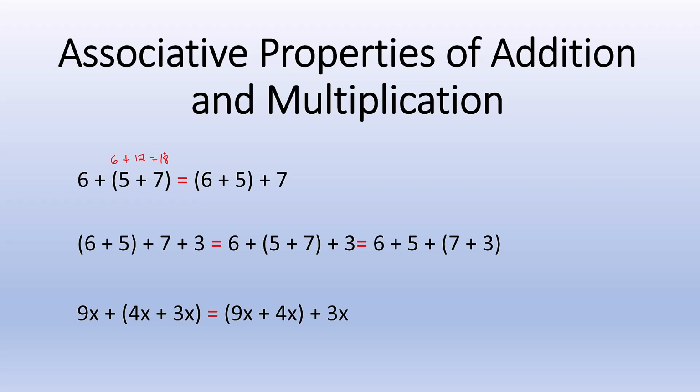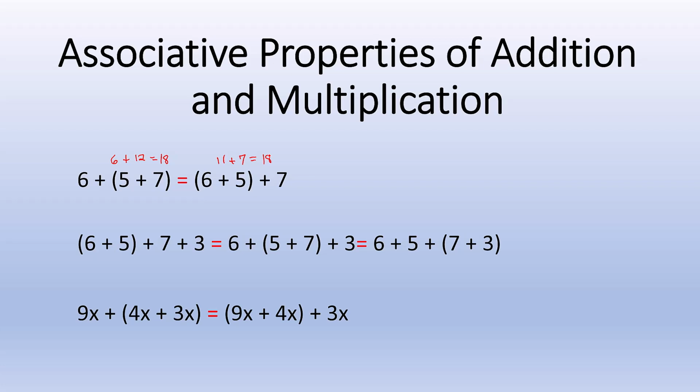And now on the right side, it tells me to do 6 plus 5 first. So 6 plus 5 is going to give me 11, and 11 plus 7 also gives me 18. So it didn't matter whether I did 5 plus 7 first or 6 plus 5 first. As long as I'm adding all the numbers and addition is all that I'm doing, I can go ahead and add them in any order.